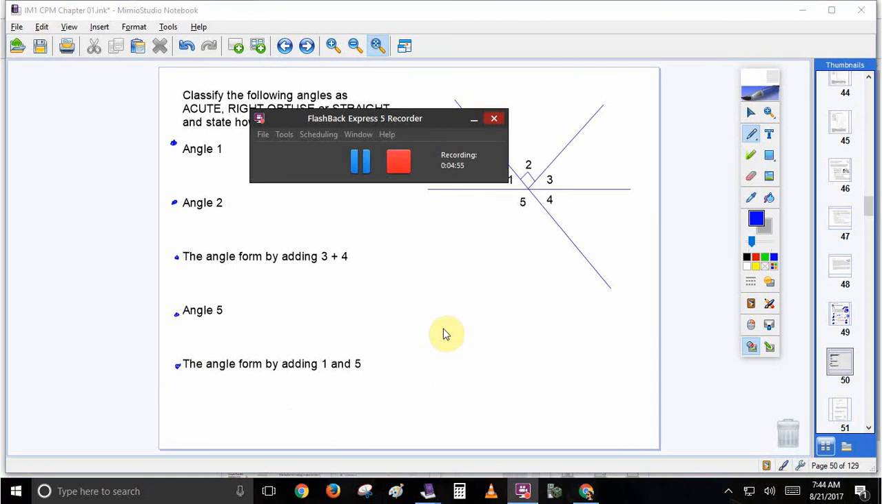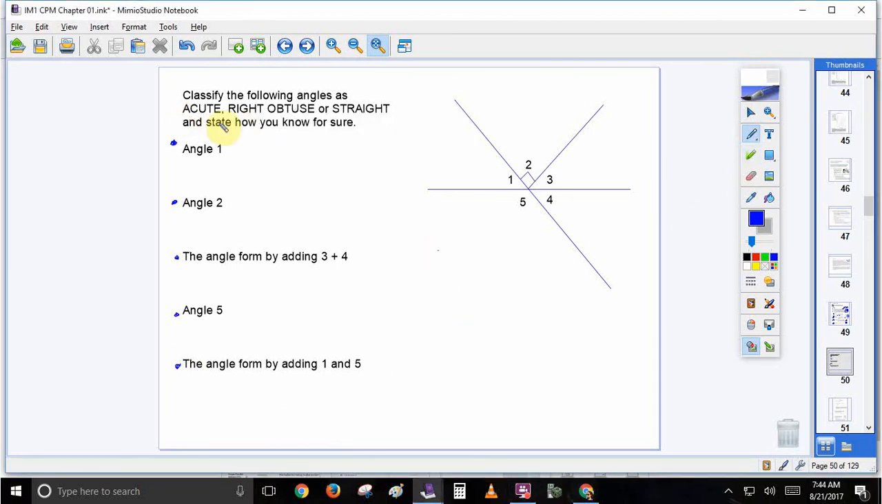One last thing before we go. I want to call attention to this. There's instructions right here that say to state how you know for sure that these angles are either acute, right, obtuse, or straight. So give us your reasoning behind your answer. Don't just give the one word answer.